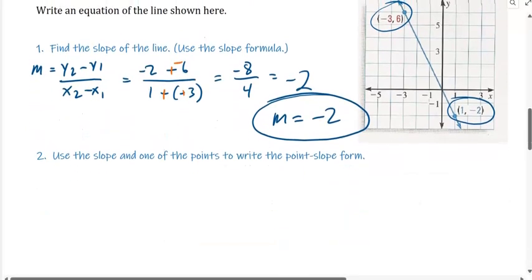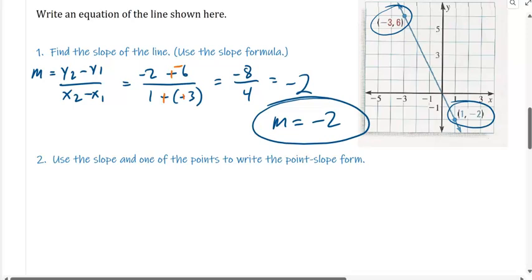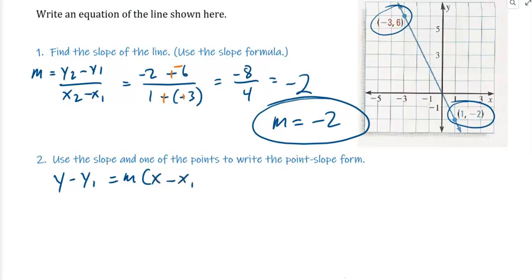Okay, now we're going to use that slope and one of the points to write it in point-slope form. Remember, point-slope: y minus y sub 1 equals m times the quantity x minus x sub 1. All right, here we go. Y minus 6 equals the slope, which is -2, times x minus -3.